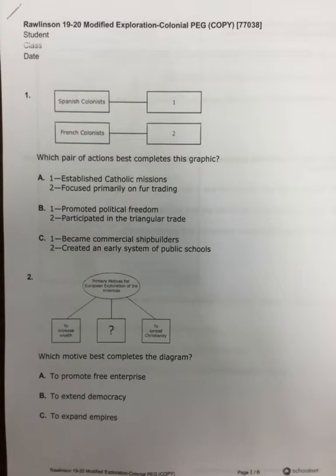Number 2. Primary motives for European exploration of the Americas. And remember, this word motives just means reasons, and you know what reasons are. So don't let that word throw you off. So what were the reasons that they came from Europe to America? To increase wealth, to spread Christianity. Which motive or reason best completes this diagram? Did they come to A, promote free enterprise, B, extend democracy, or C, expand empires?